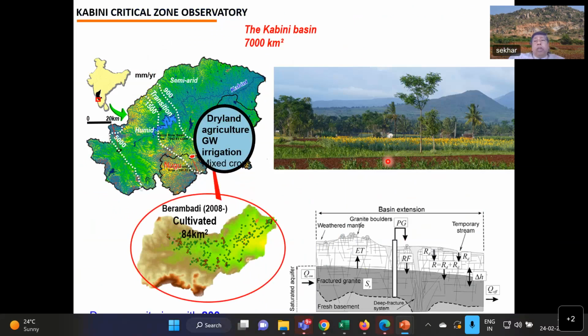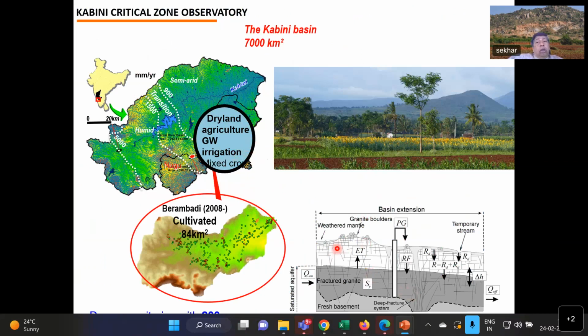Unlike the single-crop systems we talked about, here we have multi-cropping systems. Every farmer uses a different crop. In 1 square kilometer, we may have 30, 40 crops. One is growing chili, one is growing sunflower, one is growing finger millet, one is growing sorghum, and so on and so forth. So it's completely dry land agriculture with groundwater substitution.